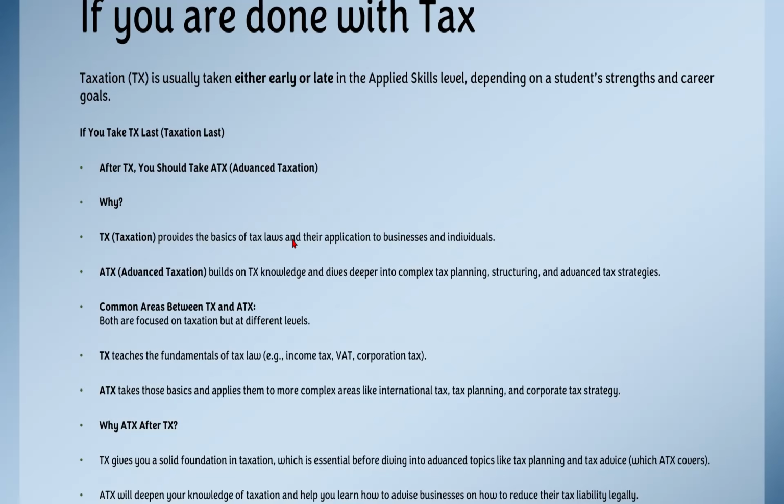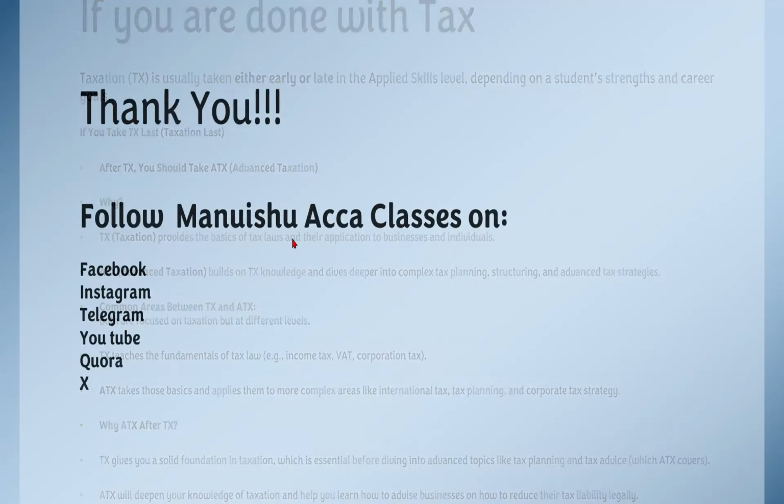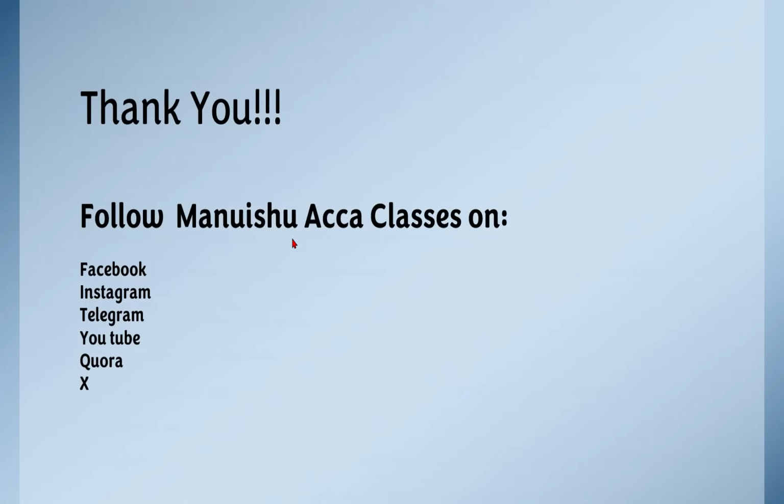Again, as I said, tax should be either the first paper or the last paper. If you are opting for it as the last paper, then it's very good. You should go for ATX, because in ATX we require basic knowledge of taxation as well. It's very important. You will have a good grip over your taxation concepts, and it will be easy to go with the advanced level of any tax concept. So that's why you should go for ATX once you are done with tax, if you are choosing tax as the last option. That's all about the topic.